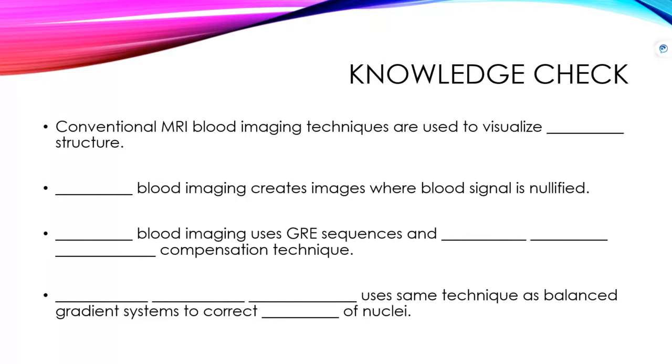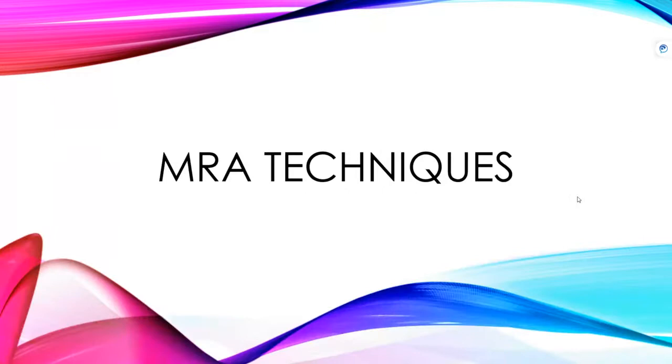Good job. Gradient moment nulling uses the same technique as balanced gradient systems to correct the phase of nuclei, or phases of nuclei. Yeah, either one. All right, good job, y'all. So that was our MRI techniques.